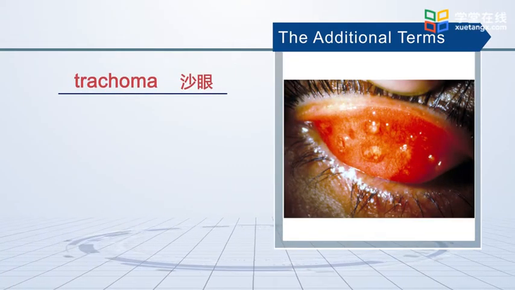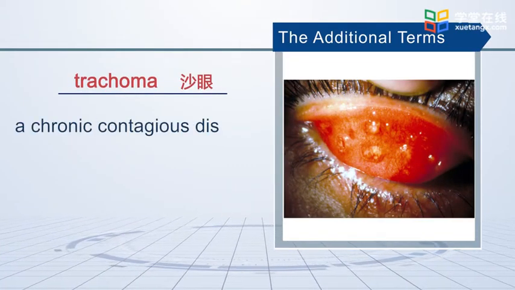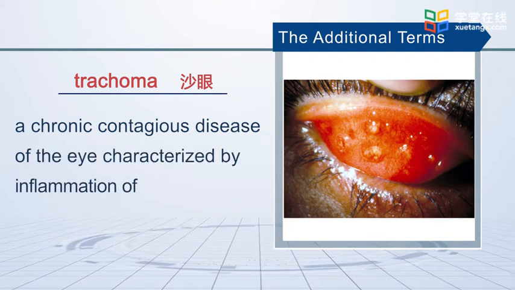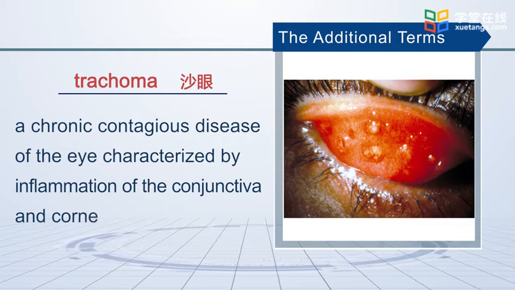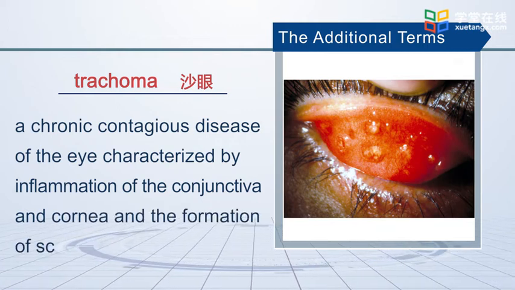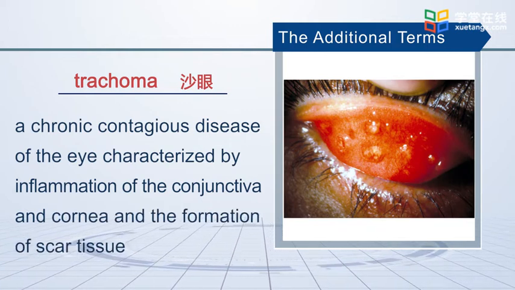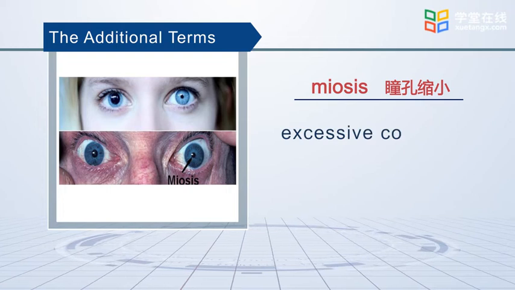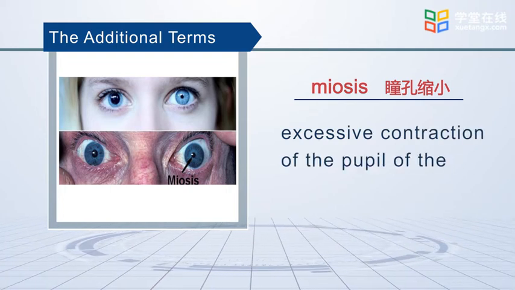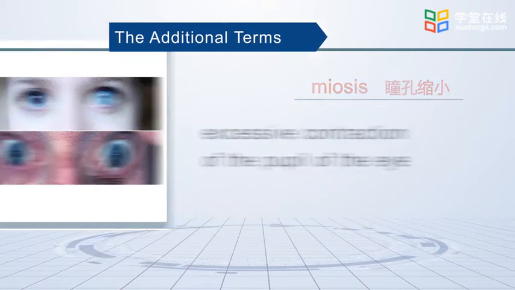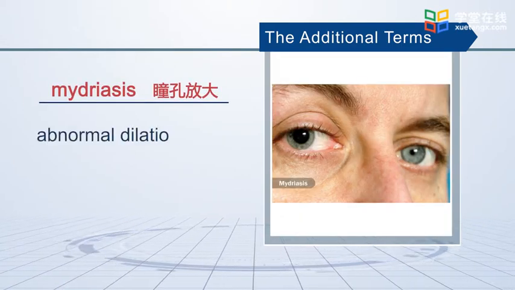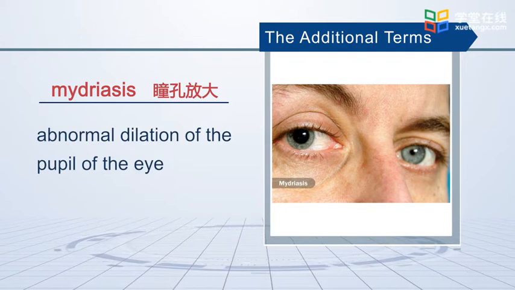Trachoma. It is a chronic contagious disease of the eye, characterized by inflammation of the conjunctiva and cornea and the formation of scar tissue. Miosis. It is excessive contraction of the pupil of the eye. Mydriasis. It is an abnormal dilation of the pupil of the eye.